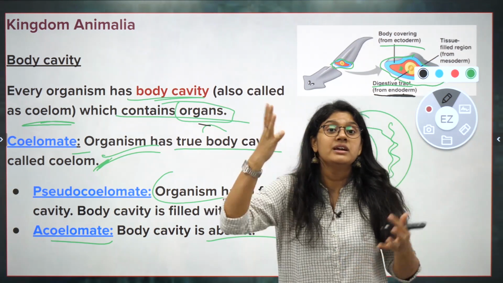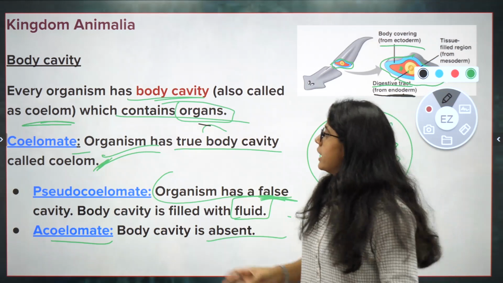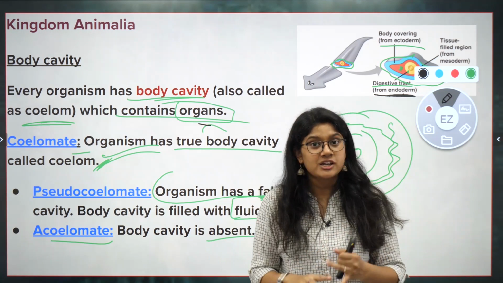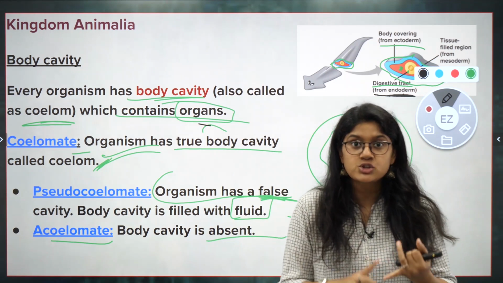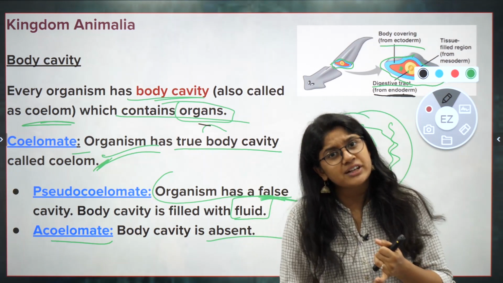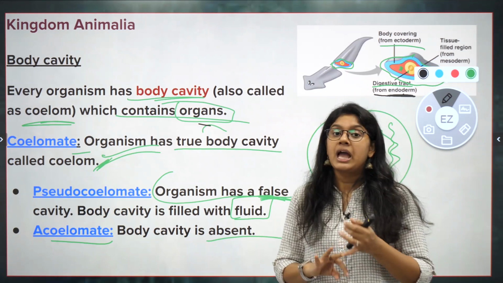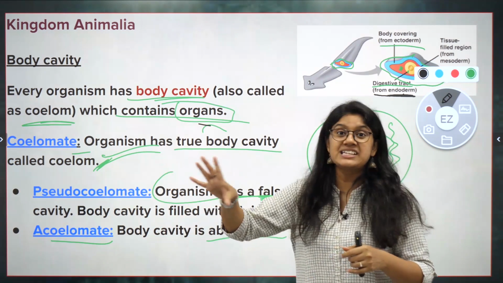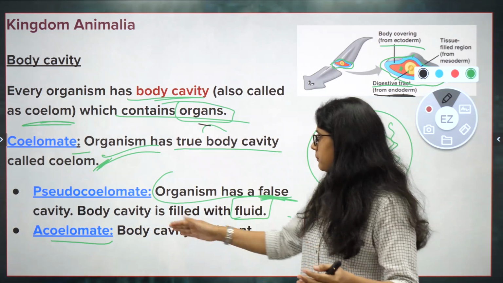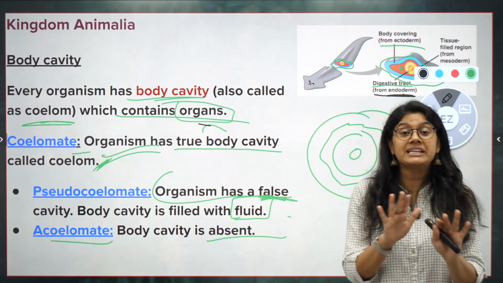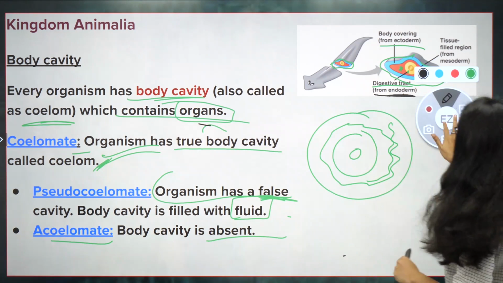Okay, let's just revise it once. Coelom is nothing but the empty space of the cavity. It is of three different types: coelomate, which have the true body cavity; pseudo-coelomate, which have a false cavity, which is filled with what? Which basically is filled with fluid. And in the end, we have acoelomate, which is nothing but the body cavity being completely absent. Okay, everyone?